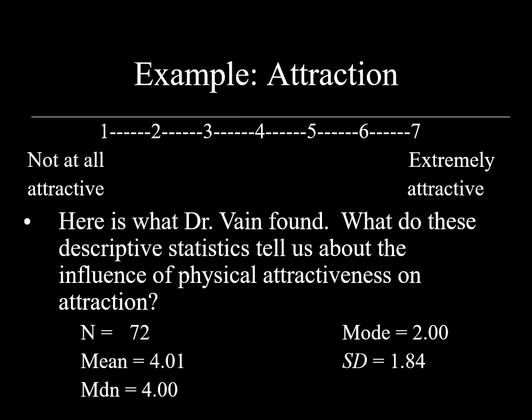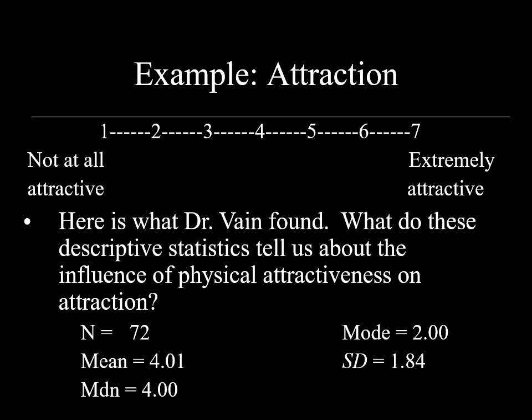And what do these descriptive statistics tell us about the influence of physical attractiveness on attraction? So he had 72 total, so 72 people, not population, sorry, sample. So his sample that he hopes to generalize back to the population with was 72 males that came into his study. He finds that the mode, most common response, was 2, the median is 4, and the mean is 4.1. Now again, we see that there's a little bit of an issue here. We want to see the mean, the median, and the mode to be pretty much close to being the same number. So the mode tells us there's probably something a little bit weird going on with this data set.